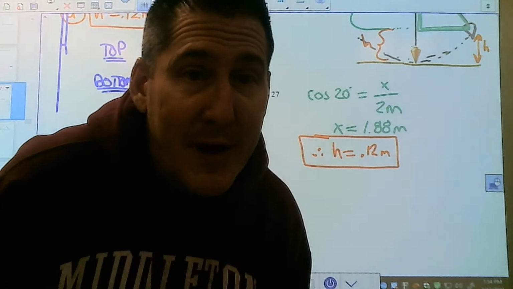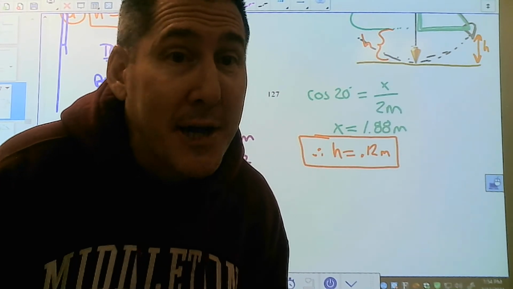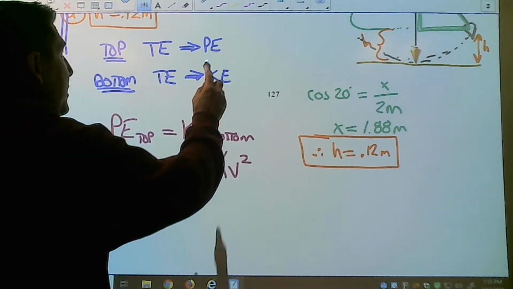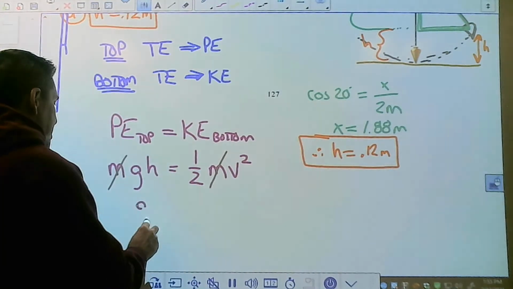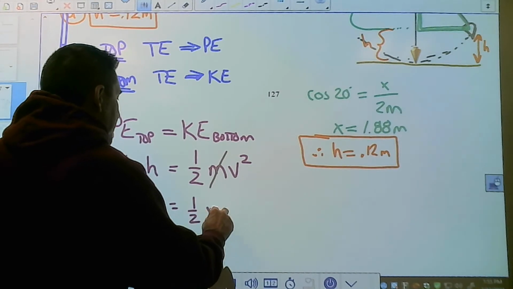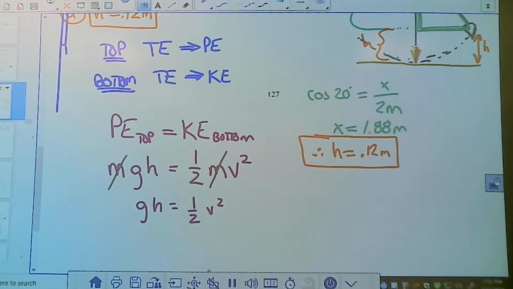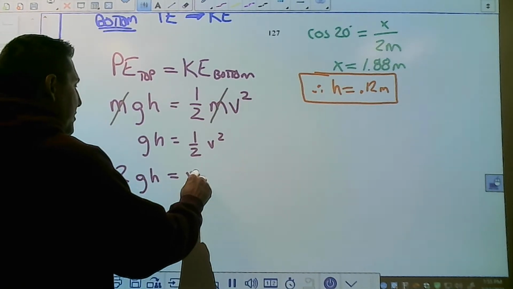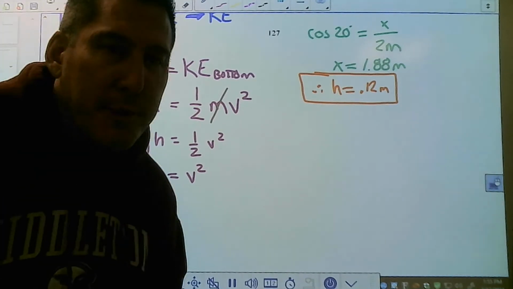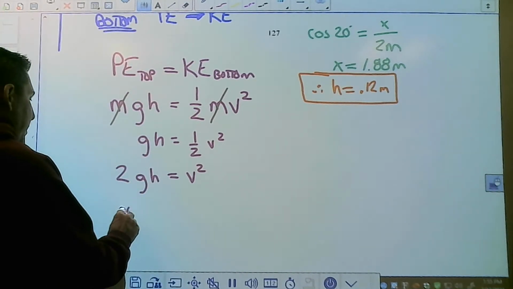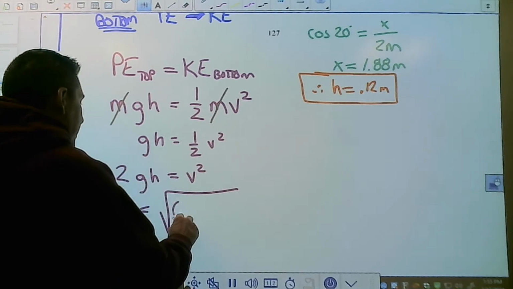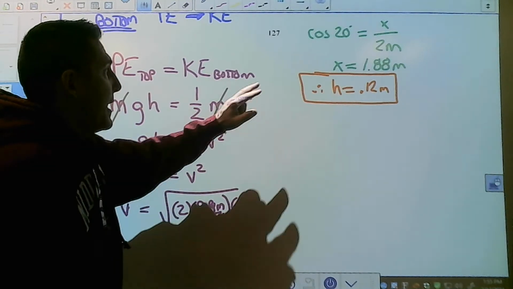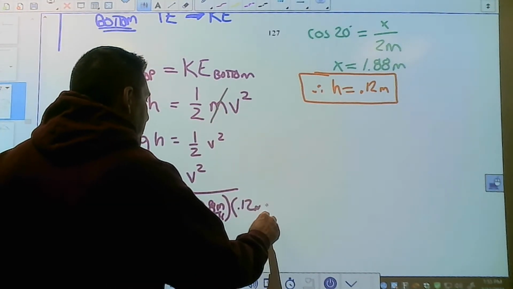Now you can put in the mass of 5 kilograms, which is said in part C of the problem, but you actually don't need to. The mass is irrelevant. Anytime something cancels out, it's irrelevant. So what that tells me is G times H equals 1/2 V squared. So 2GH equals V squared. You can divide by 1/2, I like multiplying by 2 better. So V equals the square root of 2 times 9.8 meters per second squared times the height at the top, 0.12 meters.